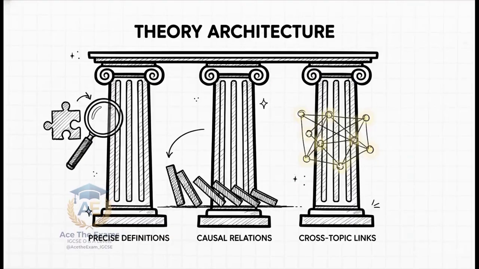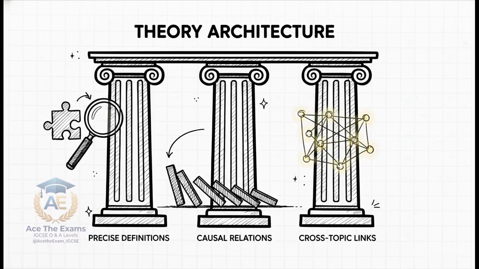The theoretical architecture of a high-scoring answer rests on three main pillars. First up, precise definitions. As examiners constantly warn us, candidates get their terminology confused all the time. You have to be precise. Second, causal relationships. You must be able to explain cause and effect. Think about it.